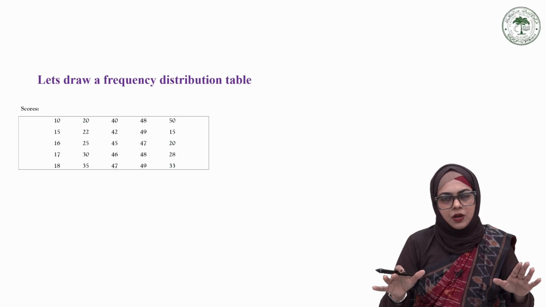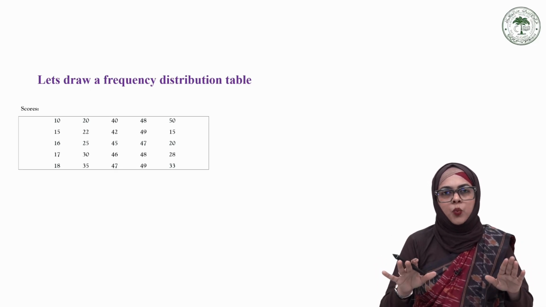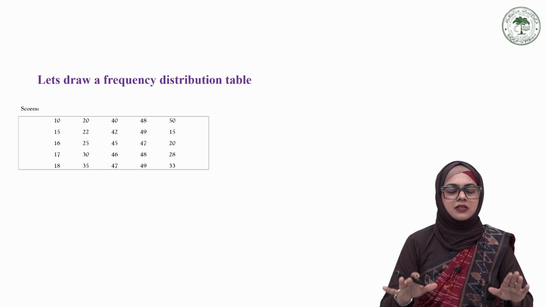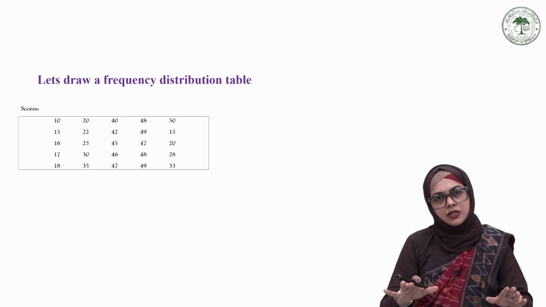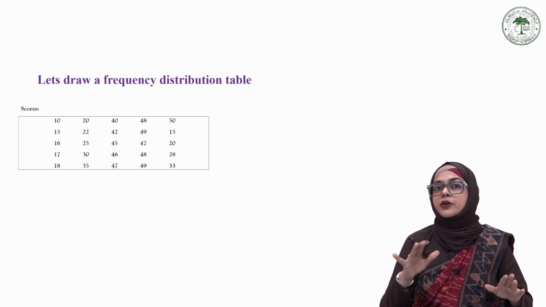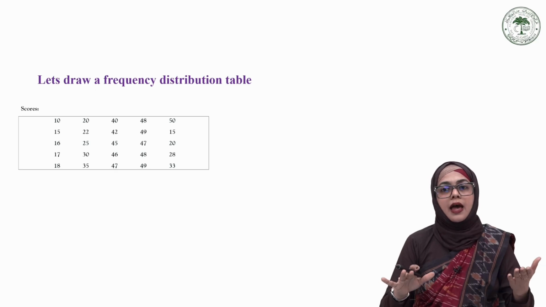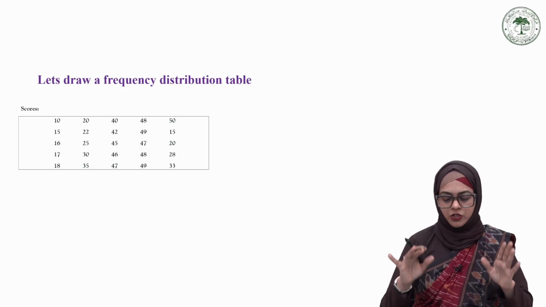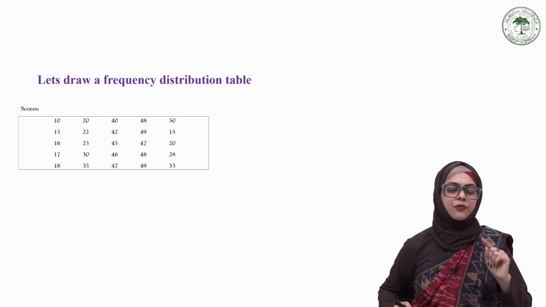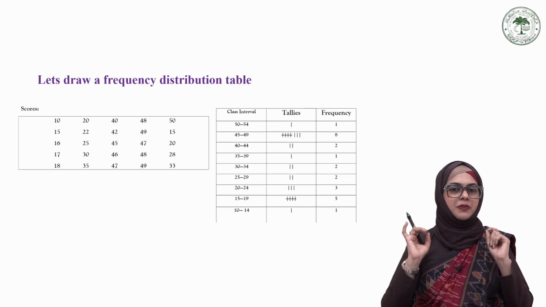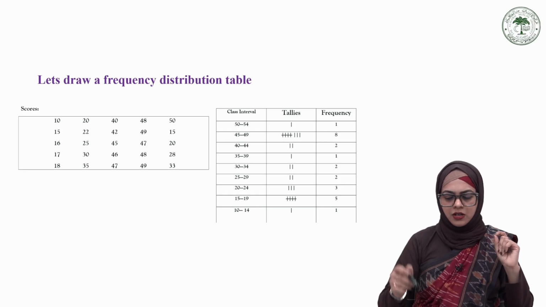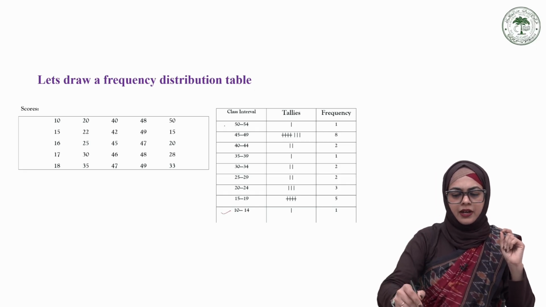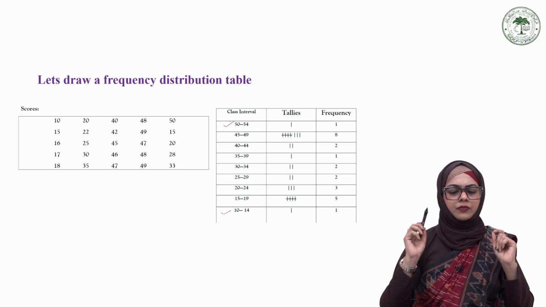Now you can pause the video and start working on your table. Start arranging first the class intervals, either in ascending or descending order. Start putting up the tallies just like I've shown you, and then count the tallies in the frequency column. Now, see how many of you have exactly the same table that I'm displaying. You see, we started with 10 to 14 and we ended with 50 to 54.